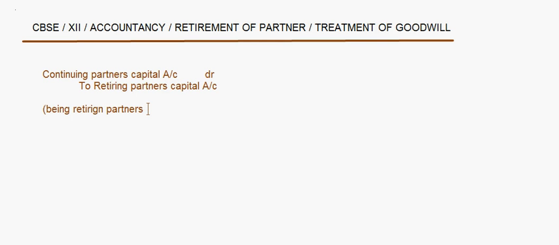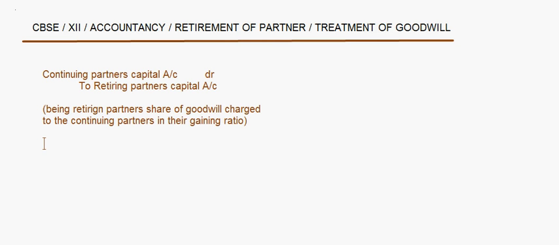Now, the journal entry that we put here is: the continuing partners' capital account will be debited to the retiring partner's capital account. You will do this in their gaining ratio, being retiring partner's share of goodwill charged to the continuing partners in their gaining ratio.